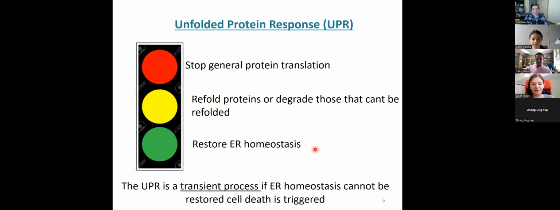So the really important thing to realize is that in healthy cells, the unfolded protein response is only ever meant to be a transient process. We can really consider it as a backup fail-safe mechanism that gives cells a window of opportunity to try and resolve this ER stress and to restore ER homeostasis.